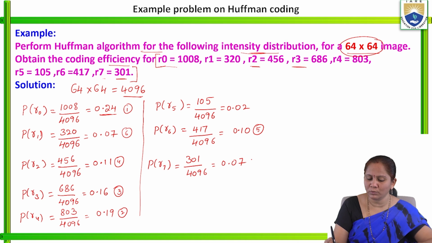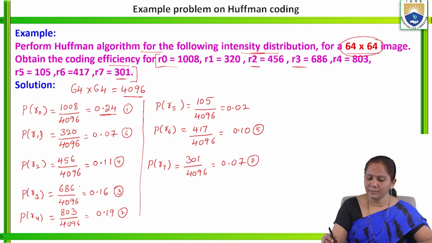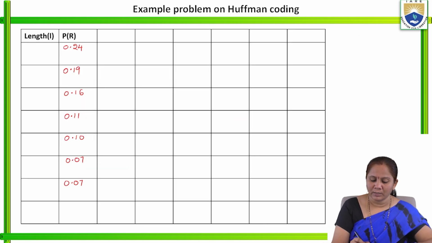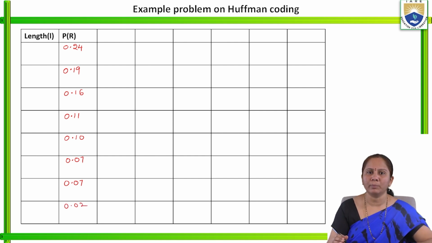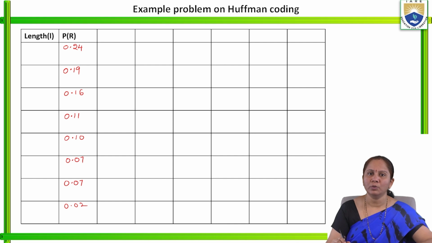0.07. So we have two 0.07s here. So 0.07, 0.07. And the next highest one is 0.02. So next one is 0.02. So this is the first step. We have to sort all the probabilities. So we have sorted from highest to lowest.